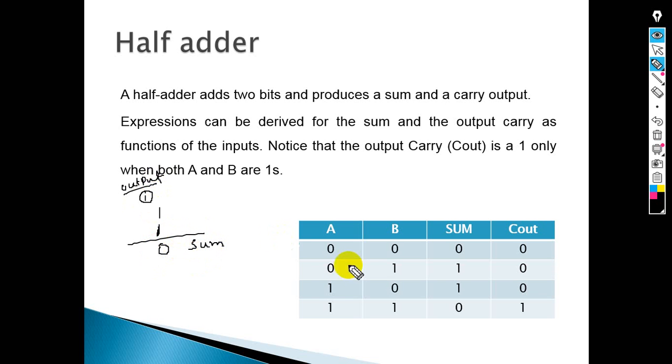So now how is this truth table working? Look at this. 0 plus 0 is equal to sum is equal to 0. Look at this, 0 plus 0. So the sum will be equal to 0.